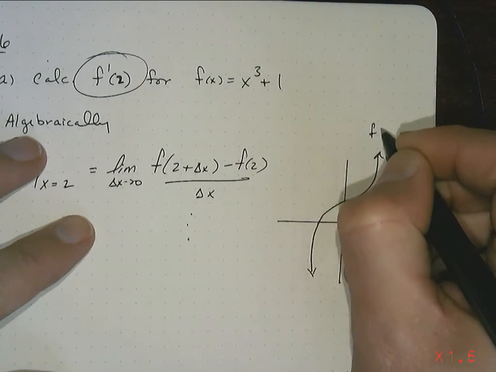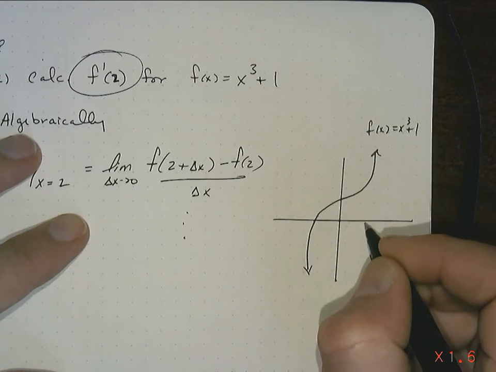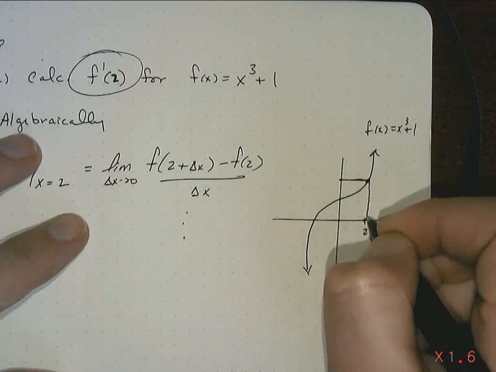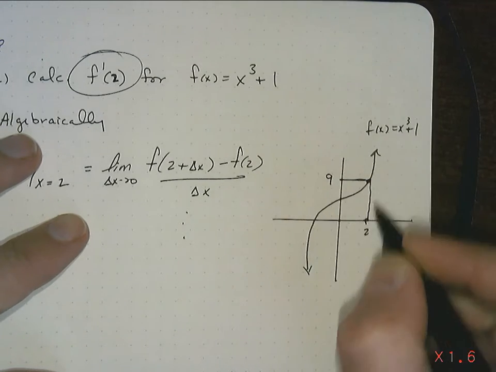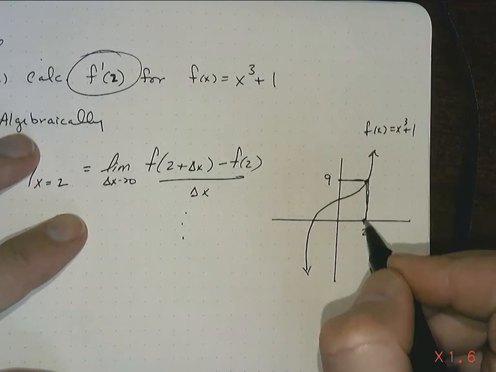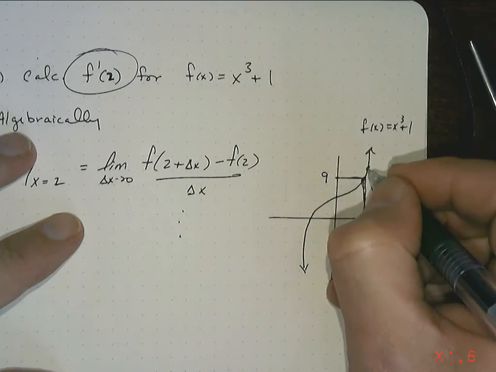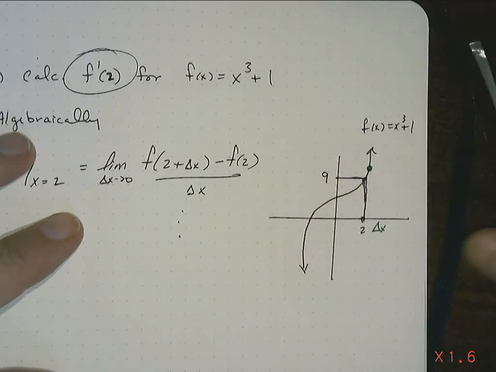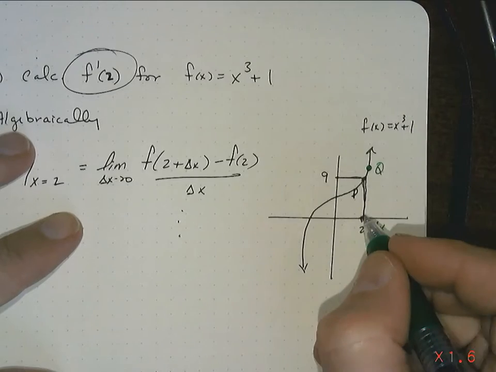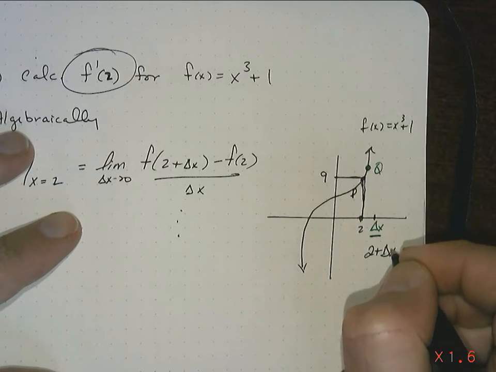This is f of x equals x cubed plus 1. And you're coming out to 2, and you're going up to 9, because 2 cubed is 8 plus 1 is 9. So what we're going to do is add a delta x, a little bit over to a new point. So we got 2 points. We got this point P, and we got this point Q, right? And this point Q is designated by 2 plus delta x.